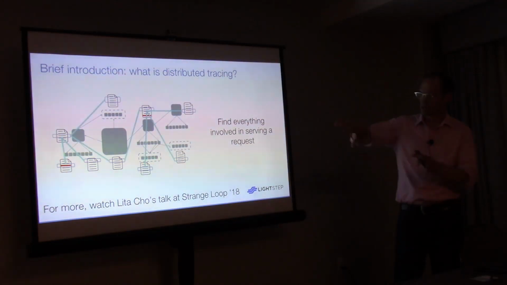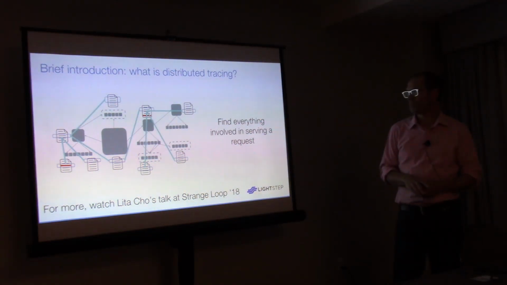Often a trace has a tree-like structure to it. It might pull together logging information, metrics, other timing information, and other metadata, and put that all in one place so I can understand what happened end to end. Lita Cho gave a really nice talk at Strange Loop this year, going into a ton of depth on this and what you can do with tracing. That's pretty cool. But I just want to show a couple of examples of how I use them in this particular example.